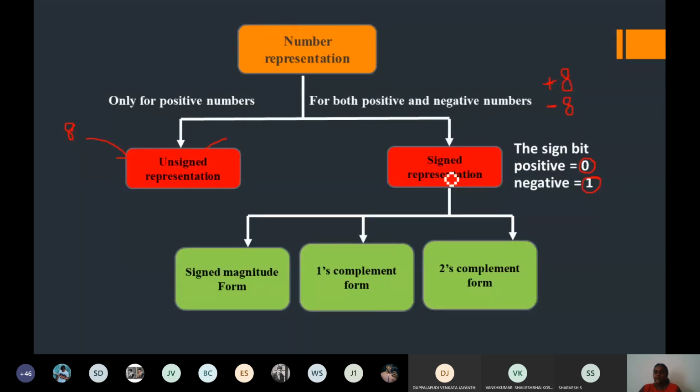Okay. If I have to represent the signed number, I have 3 ways to represent it. In the signed magnitude form, I can represent, or in the 1's complement form, I can represent, or in the 2's complement form, I can represent. So now, what is actually a signed magnitude? We'll see how a signed magnitude form will actually work first.